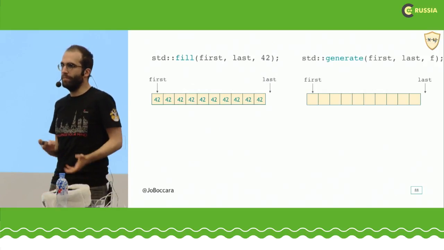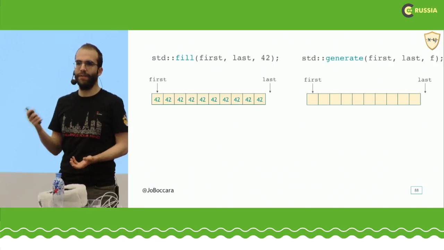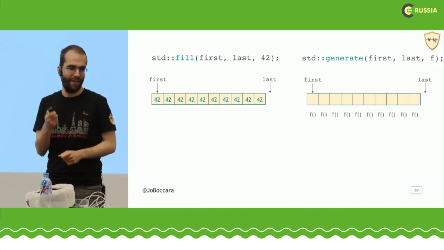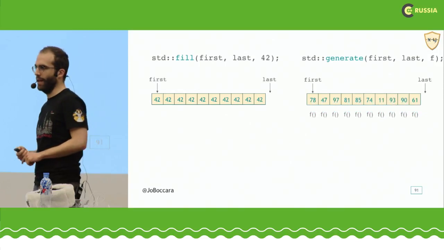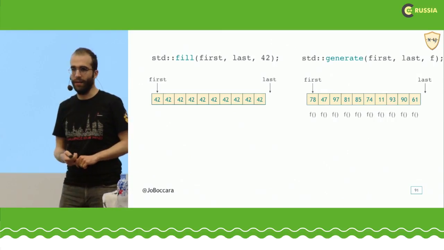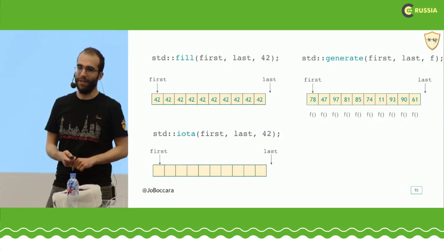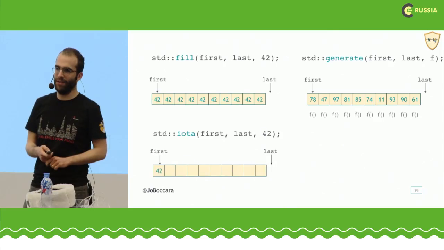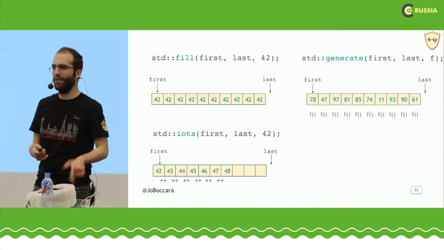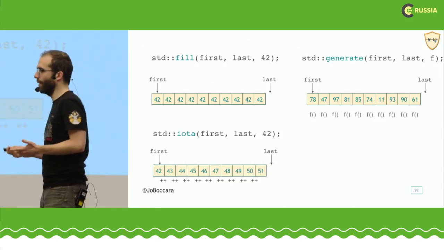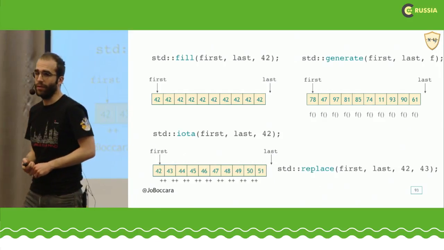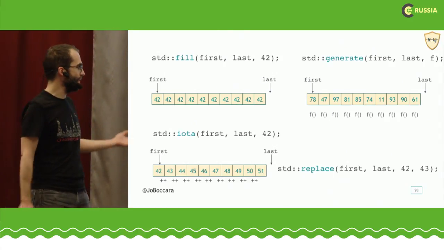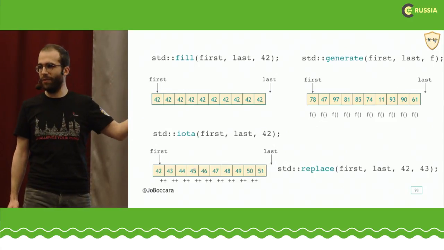Generate does something fairly similar, but it doesn't take a value. It takes a function that you can call with no arguments, and it calls that function with no arguments as many times as there are elements in the collection, and fills the collection with the return values. There's iota, which has a funny name, that takes a value, puts it at the first position, and then increments it, and fills out the whole collection with those incremented values. And then replace, which is the simplest one, that replaces values. So in that case, we'll replace every 42 by 43 in the collection.